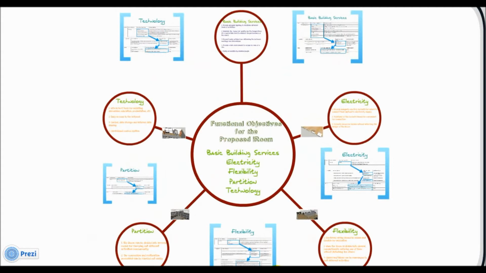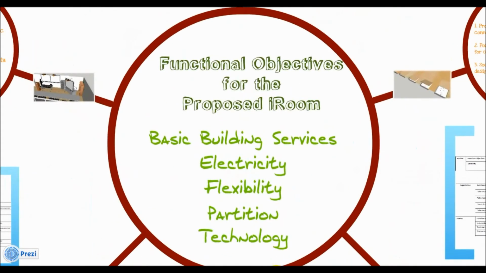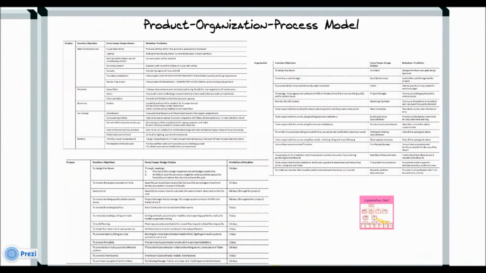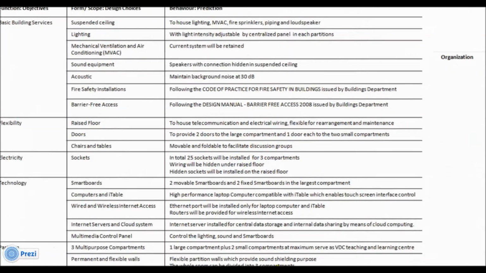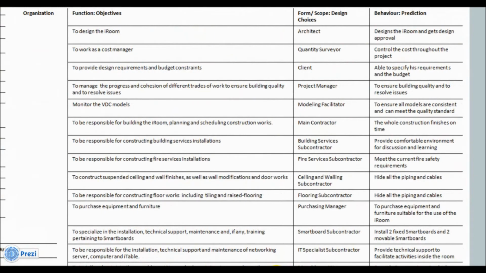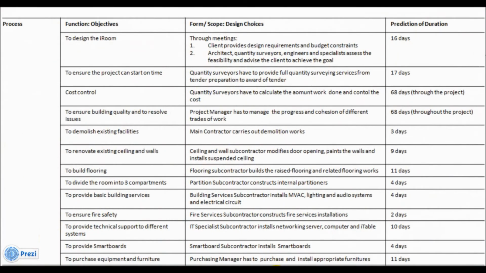Now, let me talk about the functional objectives of the iRoom and how these objectives can be achieved. There are 5 functional objectives, namely building services, electricity, flexibility, partition, and technology. A product organization process model, or in short POP model, is used to explain how the goals can be achieved. Here is the product part, the organization part, the process part.